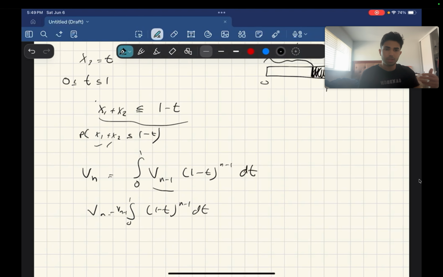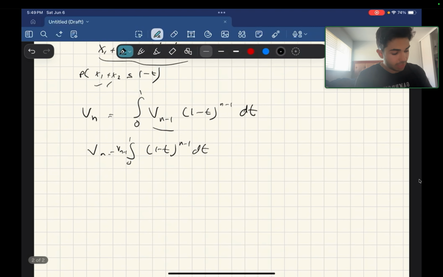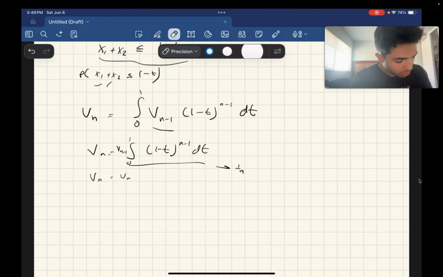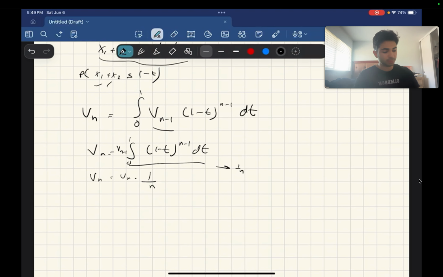And I'm just going to skip the integration step because it doesn't really matter. But that equals, this portion is equal to 1 over n. Okay? So v sub n is v sub n minus 1 times 1 over n.